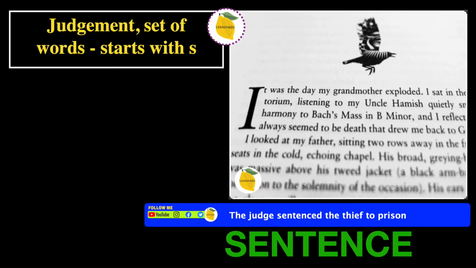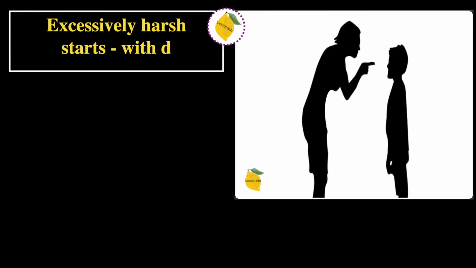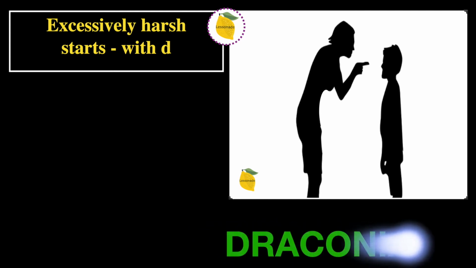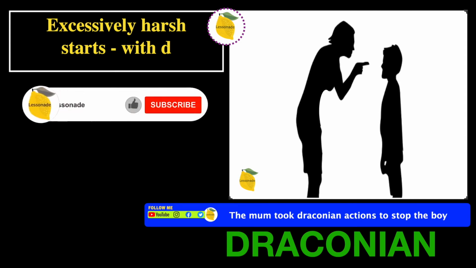Now, let's once again recall the previous slide and try to remember the previous slide. And the previous slide is unleash. Let's go on to the next one. Excessively harsh, starts with D. In this picture, we can see the mother being excessively harsh to the boy. So this means the word will be draconian, and the sentence is the mum took draconian actions to stop the boy.